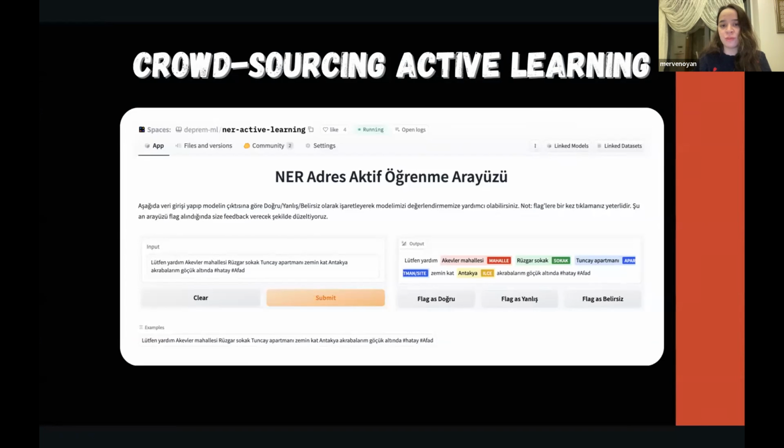We were able to crowdsource the active learning. People would report the bad labels and it would be written, and we were able to later use that for the later training runs as well.